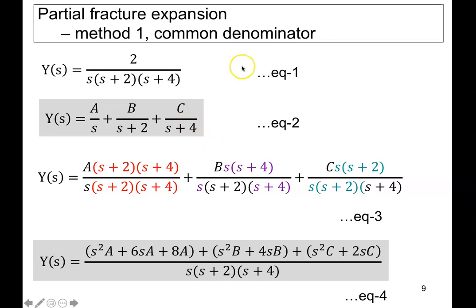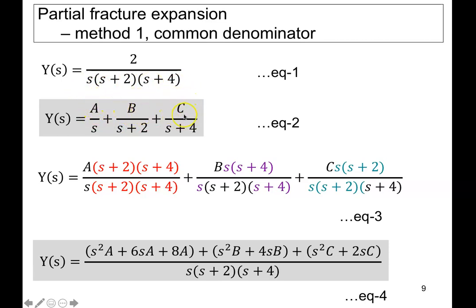My aim in my example is to break that down into something over s, or a over s, plus something over s plus 2, plus something over s plus 4. Okay, 3 terms in the denominator. So I need to find the 3 values there.